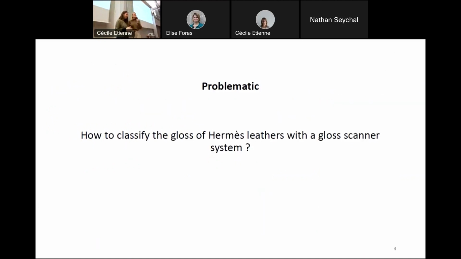So the problematic of our study is how to classify the gloss of Hermes leathers with the gloss scanner system that Carla is going to present you just after.